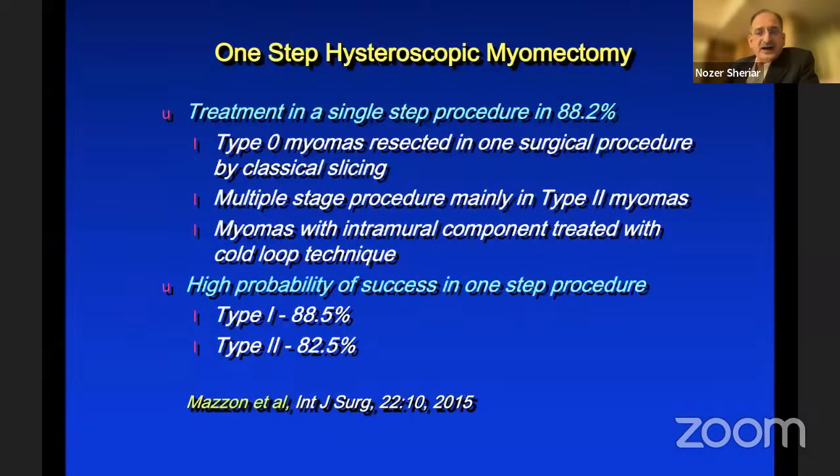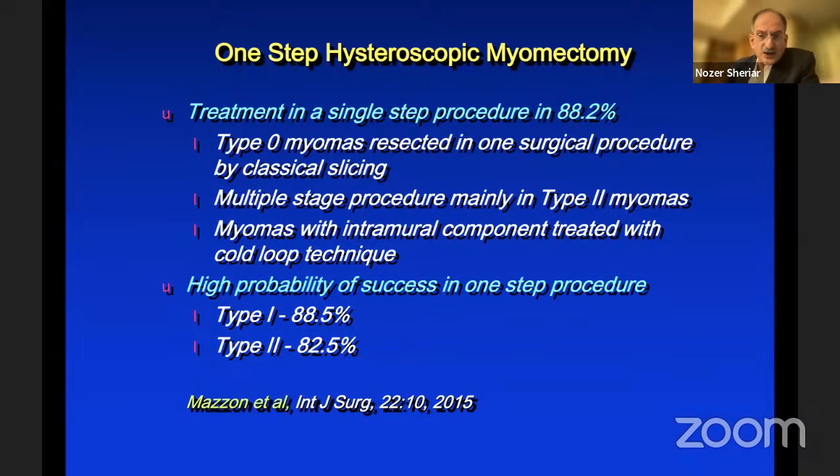A single step myomectomy is possible in almost 90% of patients, almost all the type 0 myomas. Type 2s might require multiple stage procedures. Be prepared for this by priming the patient in advance. And very often the reason is if your deficit has gone to 1.5 liters, if like me, you're using unipolar cautery, if you are using glycine, don't be afraid of glycine. Use a pressure bag to collect.